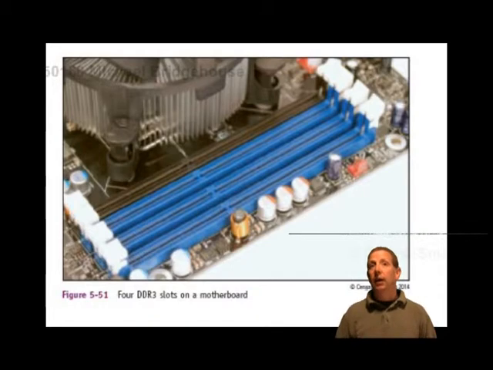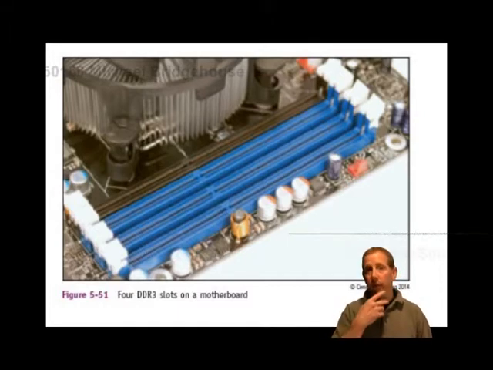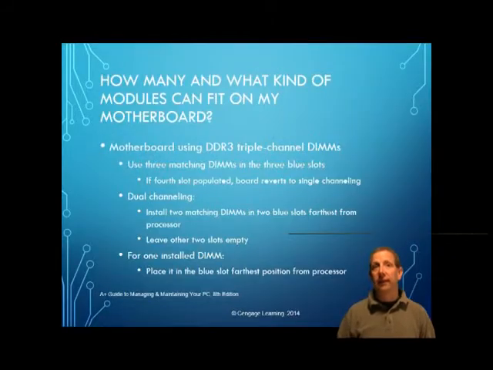For dual channeling, install 2 matching DIMMs in the first 2 blue slots that are furthest from the processor, and leave the other 2 slots empty. If only 1 DIMM is installed, it goes in the blue slot in the farthest position from the processor. The motherboard documentation says that these types of DIMMs can be used: DIMM voltage rating no higher than 1.6 volts, non-ECC DDR3 memory with the serial presence detect, SPD.